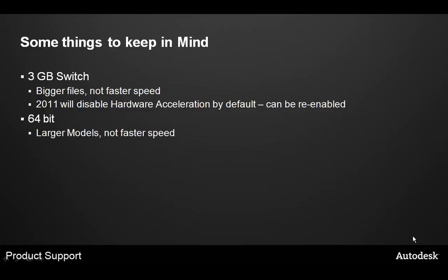It's also important to know about the 3 gig switch for Revit 2011 products. In Revit 2011 products, hardware acceleration will be disabled by default. This will cause a reduction in performance in 2011 products. It can be re-enabled via the options menu. However, this could result in a crash. Certain graphics cards rely on the space needed with the 3 gigabyte switch enabled. It can use up that space and cause problems, causing Revit to actually crash.